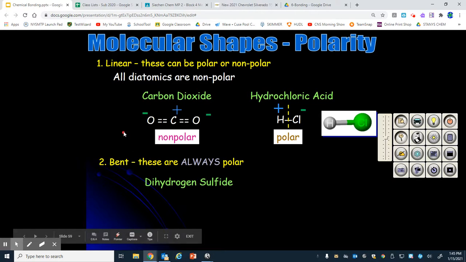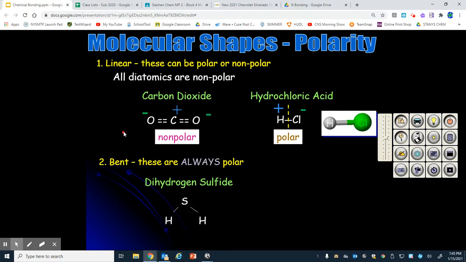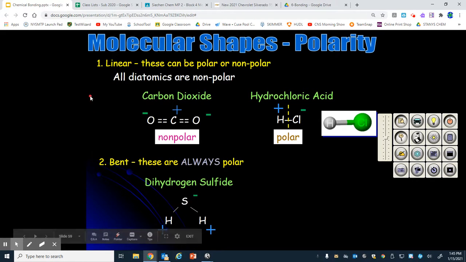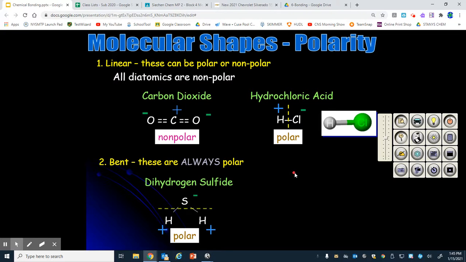So we're going to talk about dihydrogen sulfide, which is similar to water, except it replaces the oxygen with sulfur. The bond is polar here between sulfur and hydrogen. Sulfur is going to be negative, hydrogen is going to be positive. If you look them up, you can look them up. Because you can isolate the charge in this plane right here, negative on top, positive on the bottom, it's going to be a polar molecule.